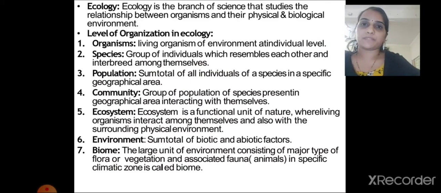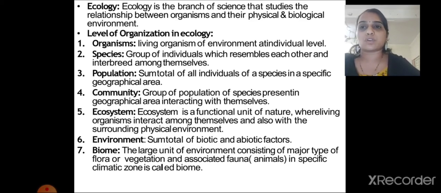First of all, ecology. It is the branch of science that studies the relationship between the organisms and their physical and biological environment. So all the living organisms and their interrelationship are studied in ecology, plus their physical and biological environment, meaning where they are actually present. There are different levels of organization in ecology, and ecology is made up of all these levels.